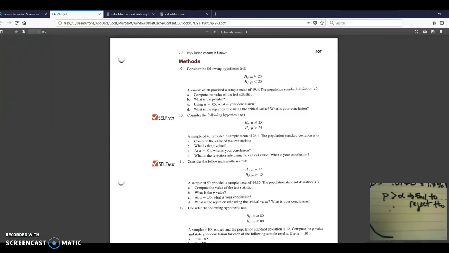This is my first time using this camera, moving it around by hand, trying to do things on the screen and on paper.